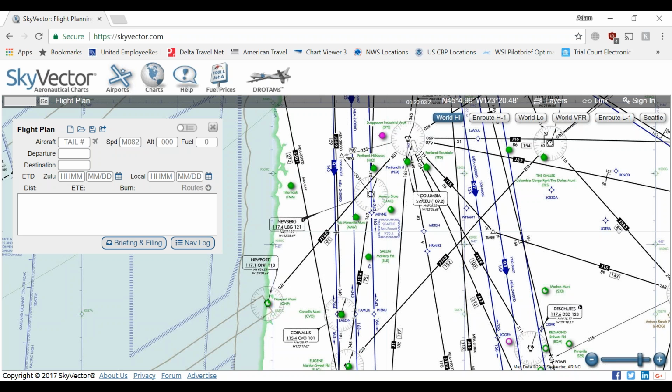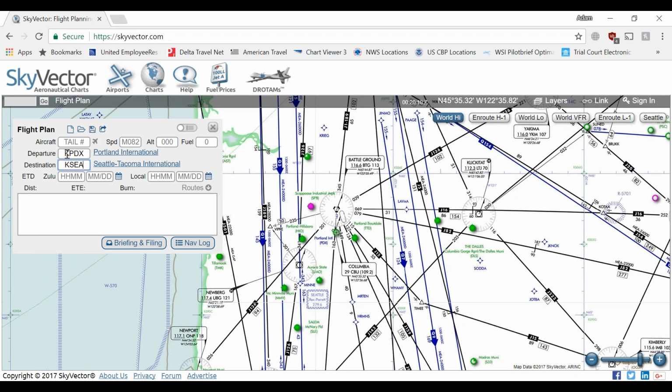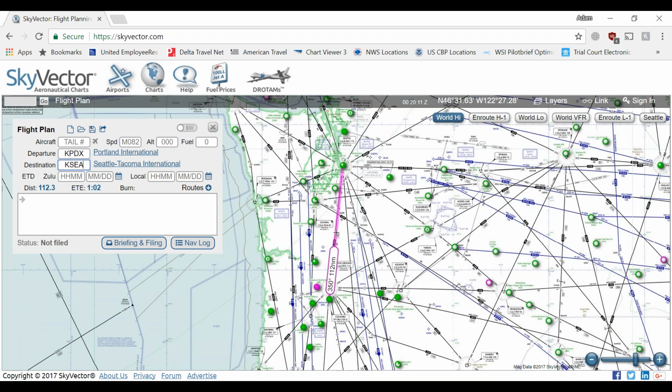So when I plugged it in like this, the direct route. Oh wait, why did I pick Seattle? Those two. There. Okay.